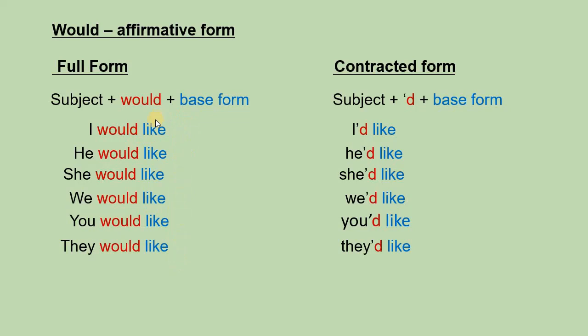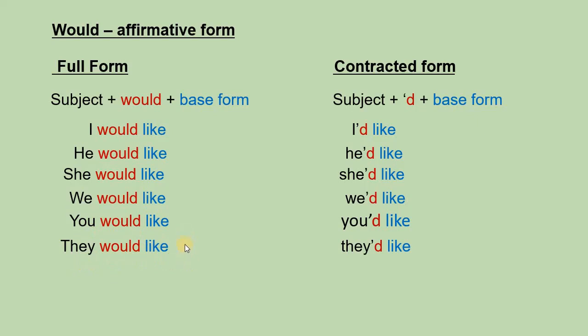So would plus the base form of the verb. Would plus the base form is the same for all of them. So we have I would like, he would like, she would like, we would like, you would like, and they would like.